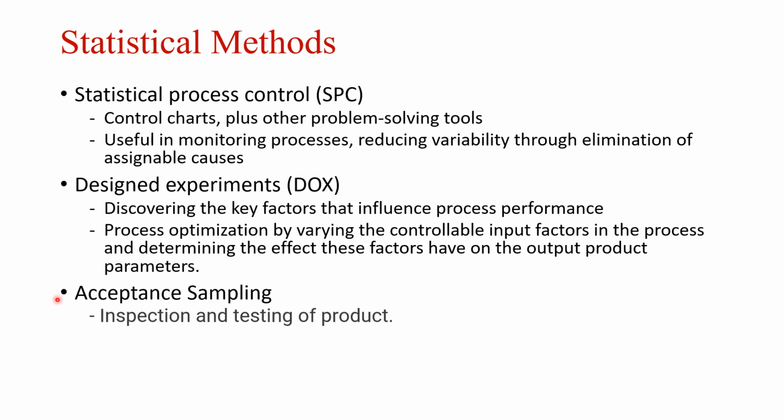The last one is what's known as acceptance sampling. This is where we inspect and test products. We take samples off the assembly line, and we inspect them and we test them.